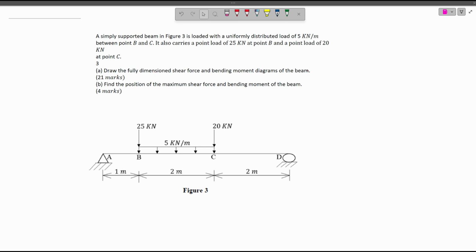To do this, you will have to find your reactions first, your RA and your RD. Then the second question says, find the point of the maximum shear force and the shear force and bending moment of the beam. Now, let's start with the question.